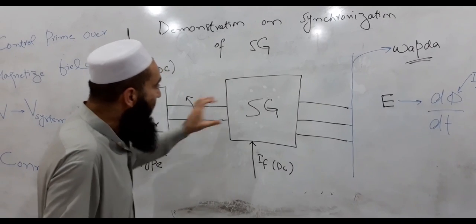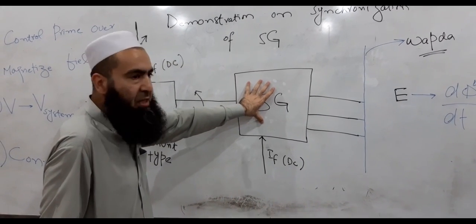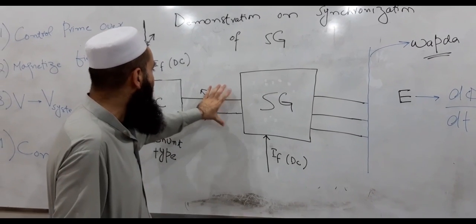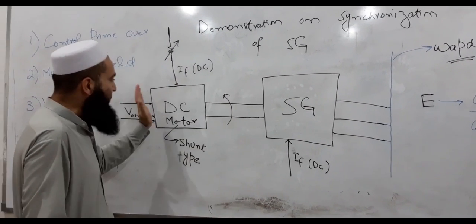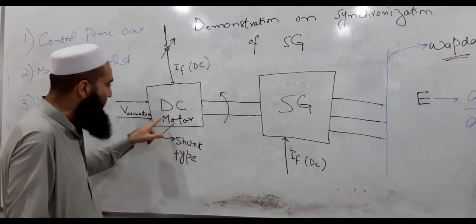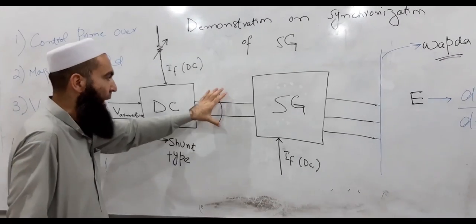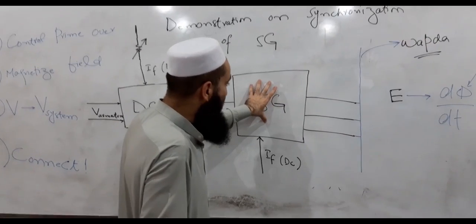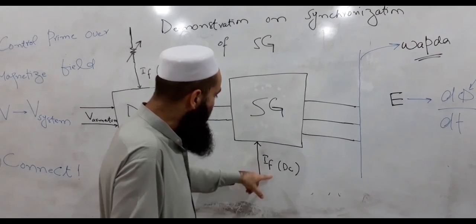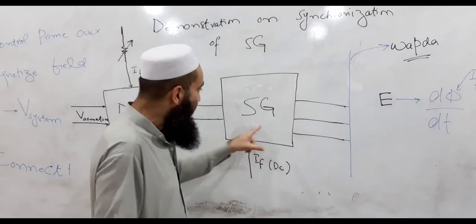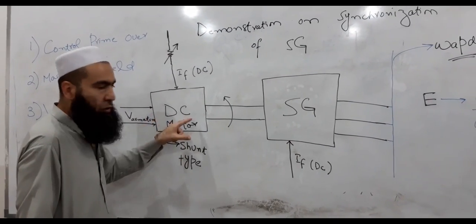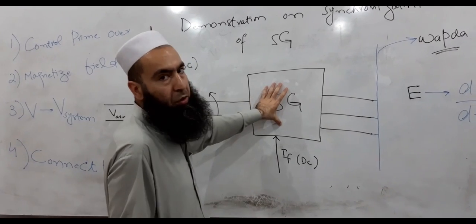Now, since we know that a synchronous generator should be run by means of a prime mover, in this case a shunt type DC motor will act as the prime mover, which will rotate the rotor of the synchronous generator. So we feed the rotor with a DC current, and at the same time, by means of the shunt connected DC motor, we rotate the rotor.